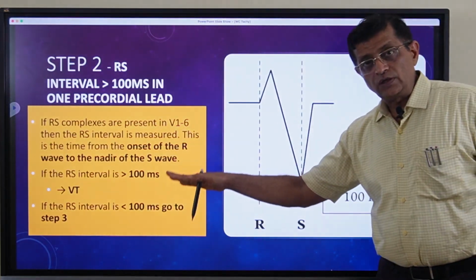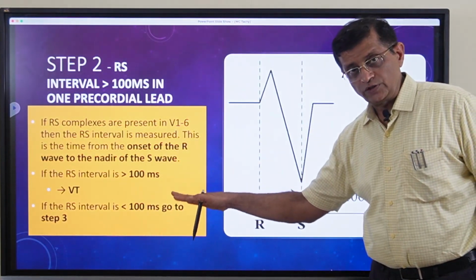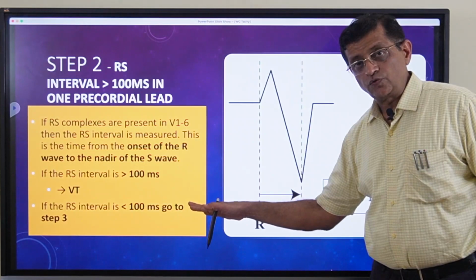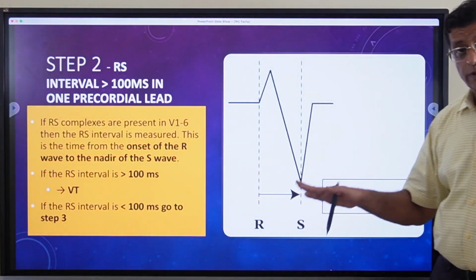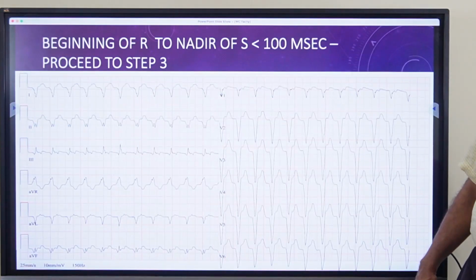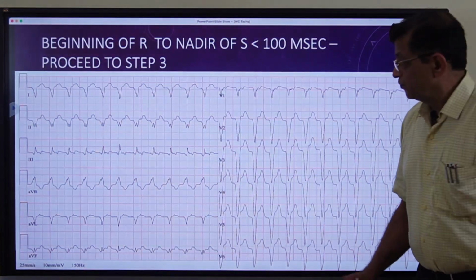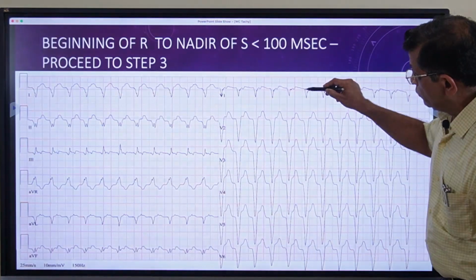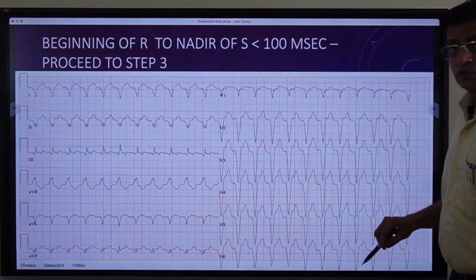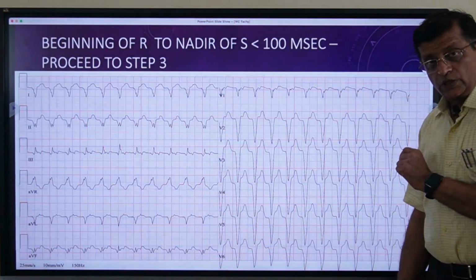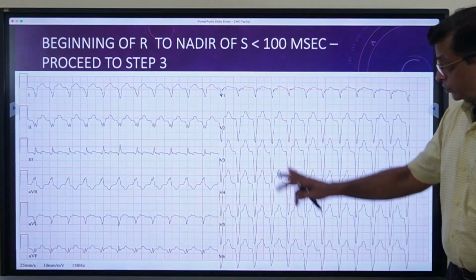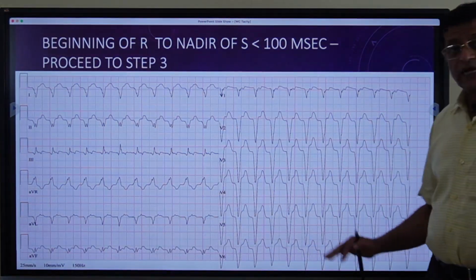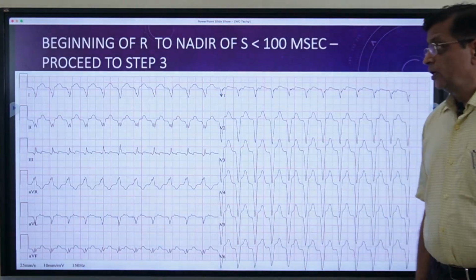If it is more than 100 milliseconds or 2.5 small squares, then that is suggestive of VT, sensitivity 0.6 and specificity 0.98. In this ECG, you can say this is the origin of the R wave and this is the nadir of S wave. So this is less than 2.5 small squares. So the Brugada sign is negative. This is a wide complex tachycardia. Then in that case, you go to step 3.